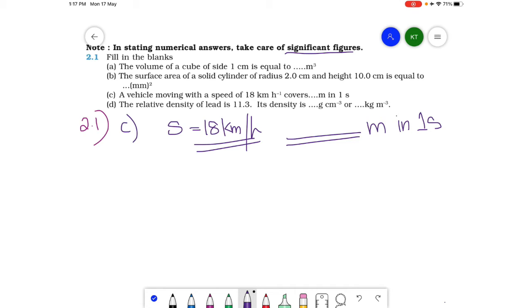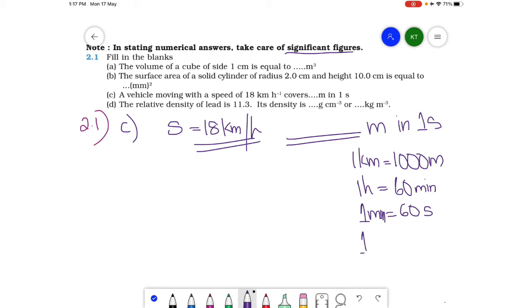That is our question. Now, how much is 1 kilometer equal to? It is equal to 1000 meters. How much is 1 hour in terms of minutes equal to? 60 minutes. How much is 1 minute equal to in seconds? That will give you 60 seconds. So then 1 hour is equal to 60 into 60 seconds. So we get 3600 seconds.